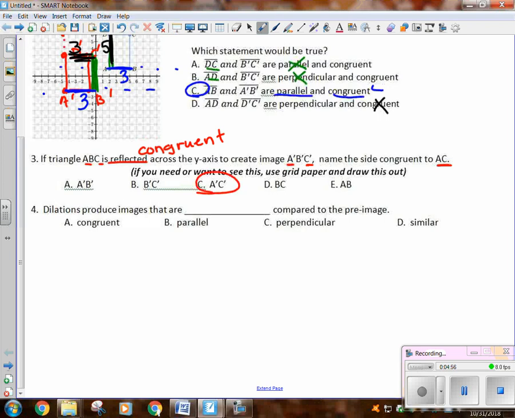I just think that was pretty easy to understand: those two sides match, and we know that if it's just reflected, it's going to be congruent. Those two sides should be the same length, so that would make them congruent.